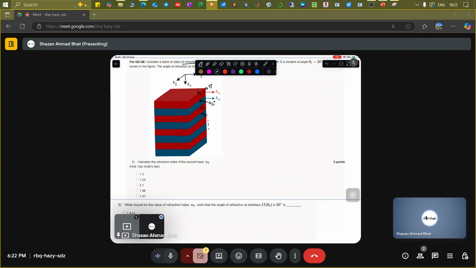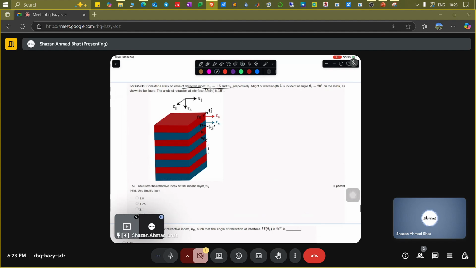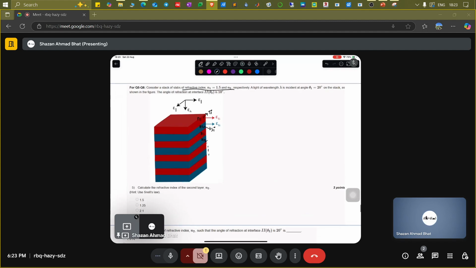What is given? We have to compute the angle of refraction at interface 2. Let's say this is air, which is n equals 1. This is n1, this is n2. So this is interface 1, this is interface 2, this is interface 3. So there are three interfaces.